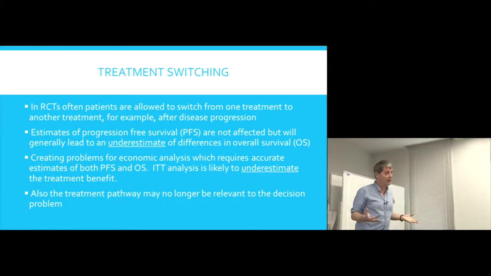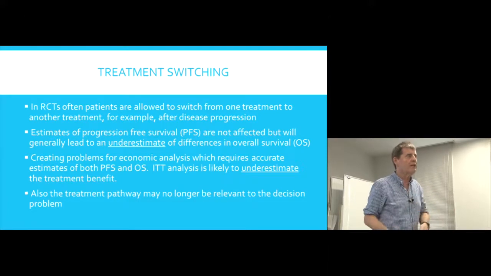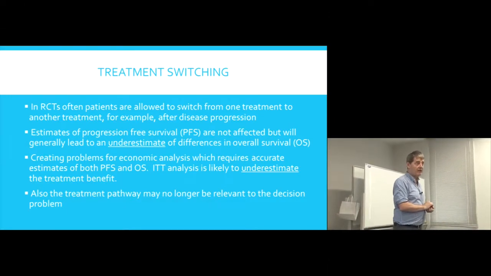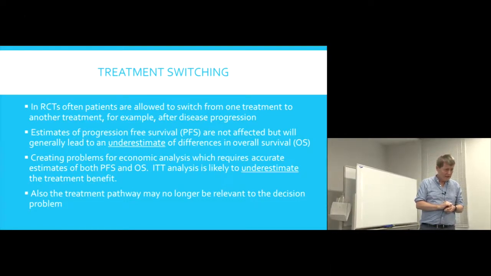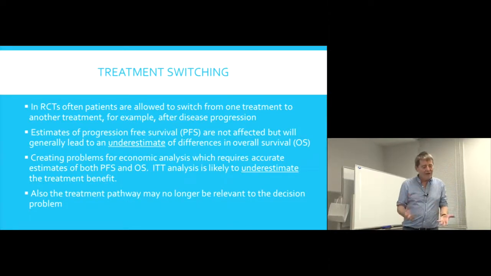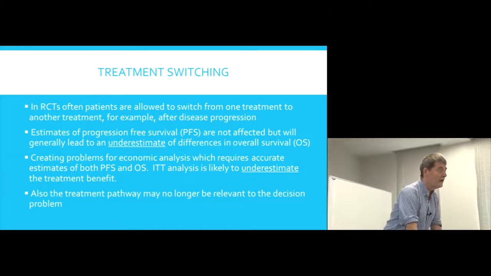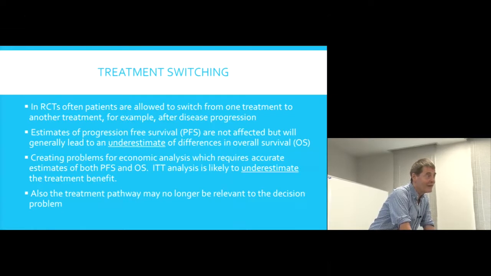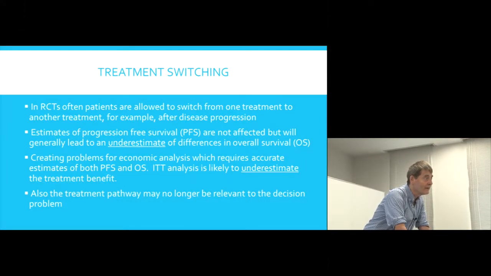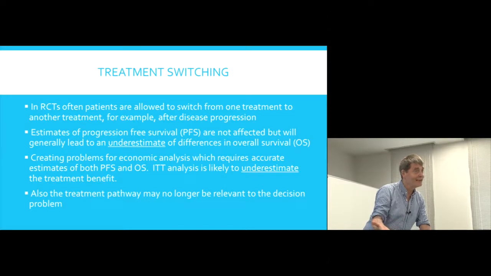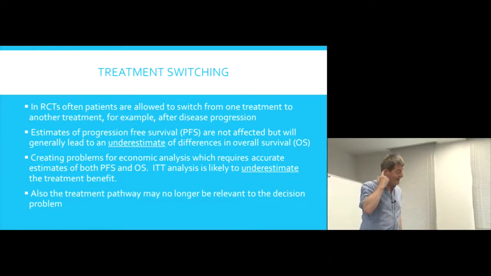Now, our estimates of progression-free survival, that period before they progress, will be okay because no switching's happened. But if patients are allowed to switch once they progress, our estimates of overall survival are potentially biased. And generally, it will give us an underestimate. Now, if we underestimate the benefit of azacitidine or any new drug, that is a problem. Because if we underestimate the benefit, we're more likely to say no to whether it's cost effective. And so we could get into a situation where we're saying no to a new drug, but really we should have said yes.